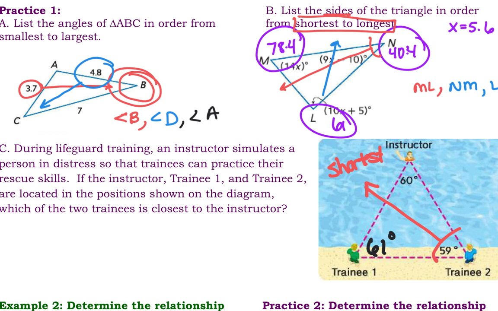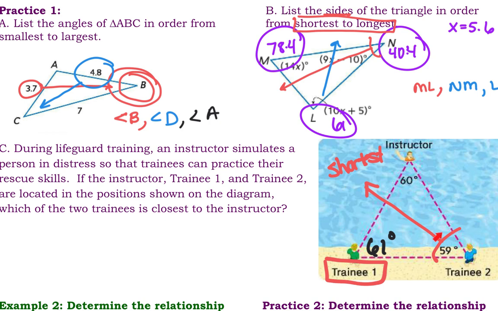A lot of you said trainee 2. Who's the closest to the instructor then? It should be trainee 1, because that's the shortest side. Remember, the smallest angle is across the shortest side.